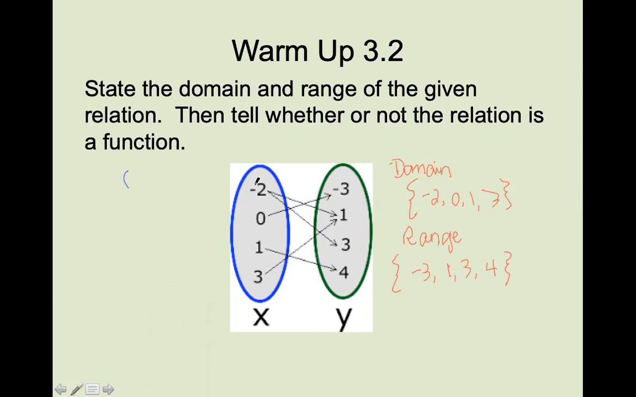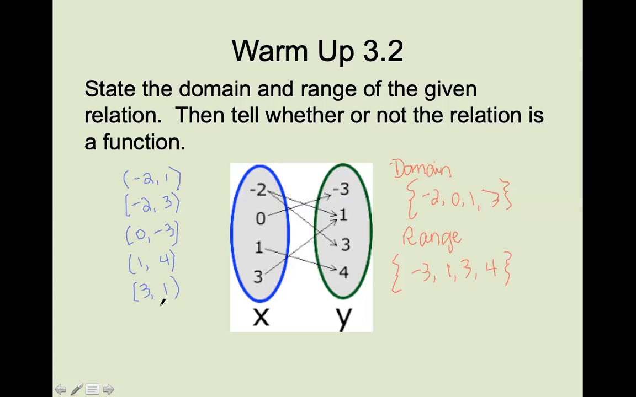So in this first point, I have -2 for x, and it looks like it's matched with 1. And then I have -2 again, and it's paired with 3. And then I have 0 for x, and it's paired with -3. 1 is paired with 4, and the x value of 3 is paired with the y value of 1.